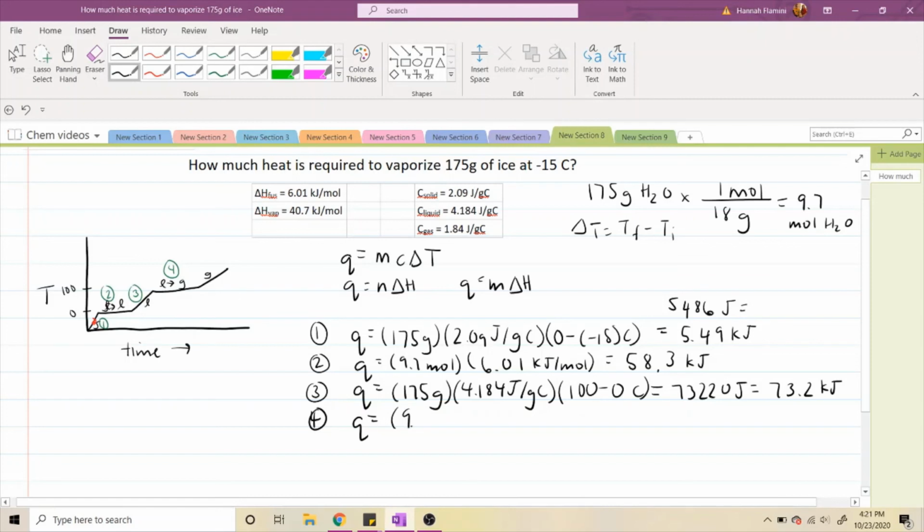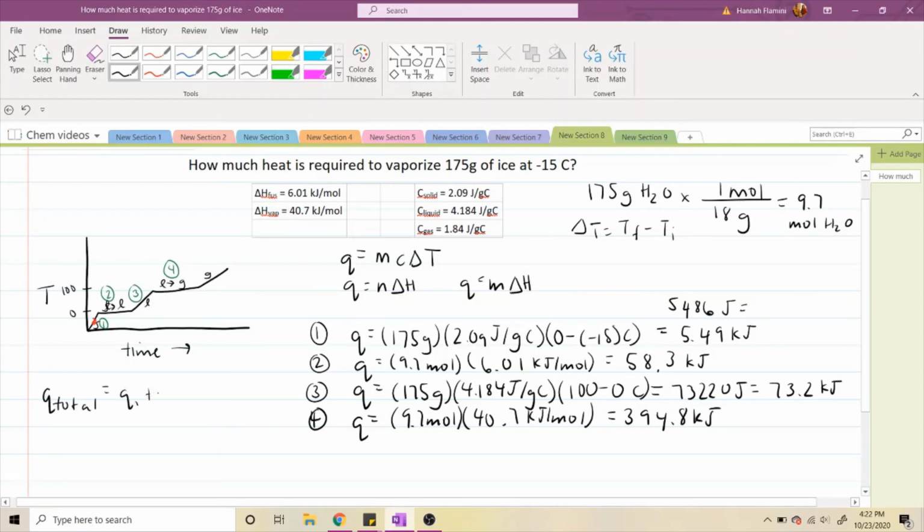And now, last step, step 4, the liquid to gas transition, which is Q equals our moles of water, so 9.7, times delta H of vaporization, which is given as 40.7 kilojoules per mole, and that equals 394.8 kilojoules.